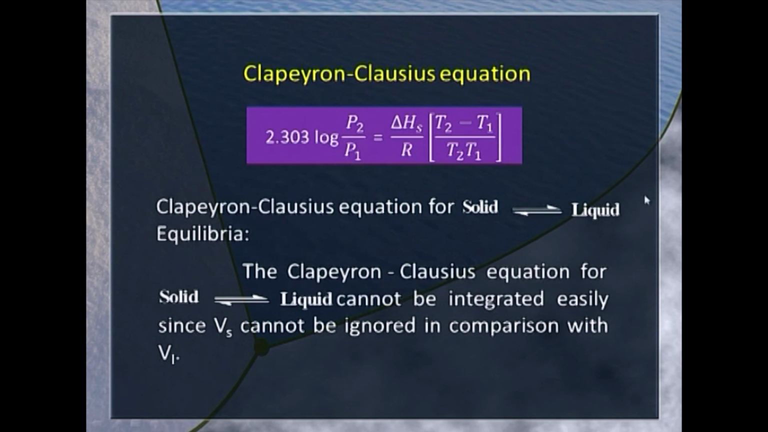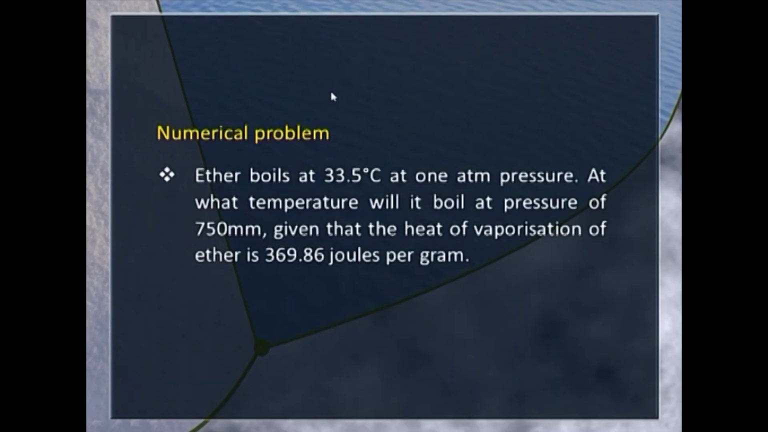But in the third case, where solid and liquid are in the system, it cannot be integrated easily because the volume of solid cannot be neglected with respect to liquid. So, it has to be used in this form with both the volumes together. If we look at one numerical to understand it better, we have an ether which boils at a given temperature at 1 atmospheric pressure, and we have to find out the temperature at which it boils when the pressure is 750 mm, the heat of vaporization being given. So, we can use the integrated form of the Clapeyron-Clausius equation.